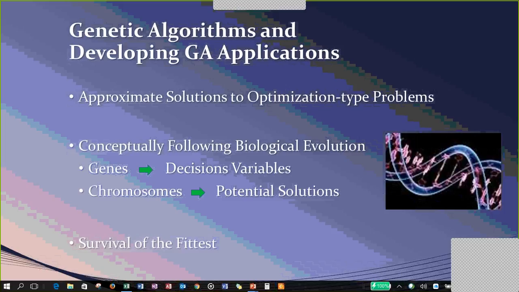The next section will be on genetic algorithms and developing genetic algorithm applications. Genetic algorithms are approximate solutions to optimization-type problems. They are not exact solutions, and the problem must be geared toward trying to optimize a situation. They're conceptually based on biology and deal with many of the terms that the biologists use. The goal of genetic algorithms is to keep those guesses or possible solutions that are the best and discard those that are not, giving us a true survival of the fittest.